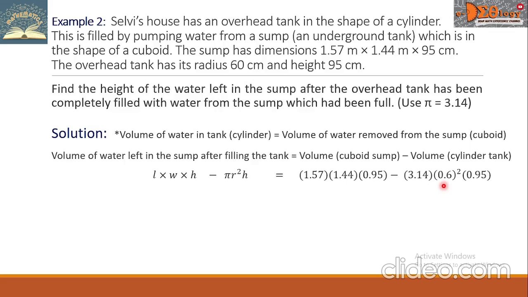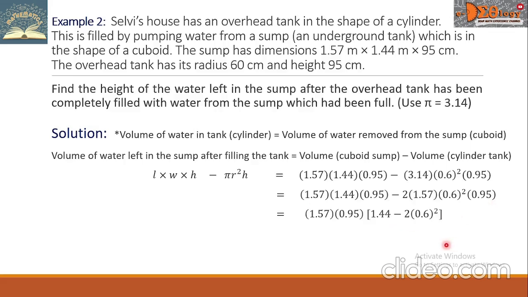We write here 0.6, that is squared, times the height of 95 centimeter. We write here 0.95. In the second group here, the 3.14, we can factor it out as 2 times 1.57. Now look at the two groups. There are common factors. The values 1.57 and 0.95 are common. We can factor it out.